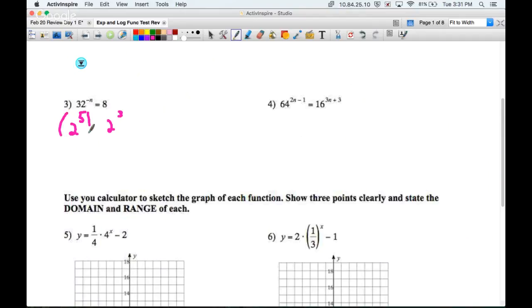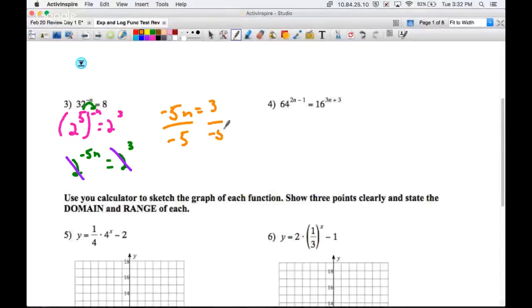Now this side over here still has to be raised to the power of negative n, and then we can use our product property to multiply these here. Now we've got 2 to the negative 5n equals 2 to the third, and the bases match on both sides, so we can effectively take log base 2 of both sides and get rid of them. Once they're gone, now we just have negative 5n equals 3. Divide both sides by negative 5, and we've got n equals negative 3/5.